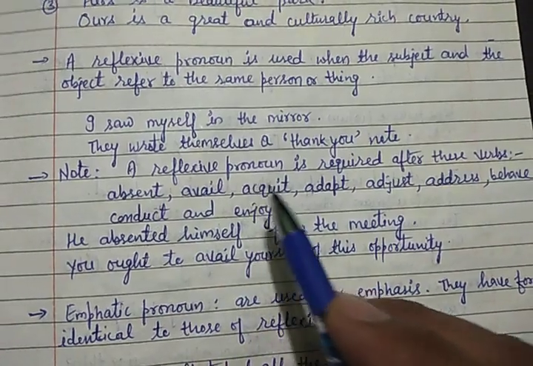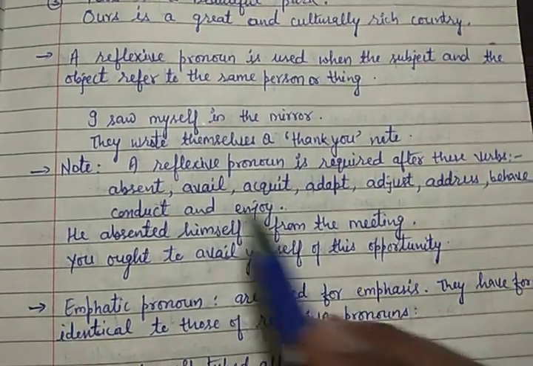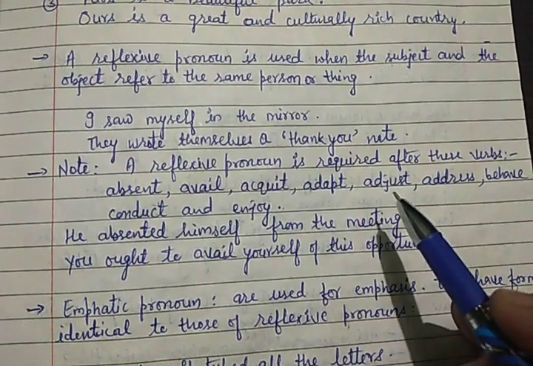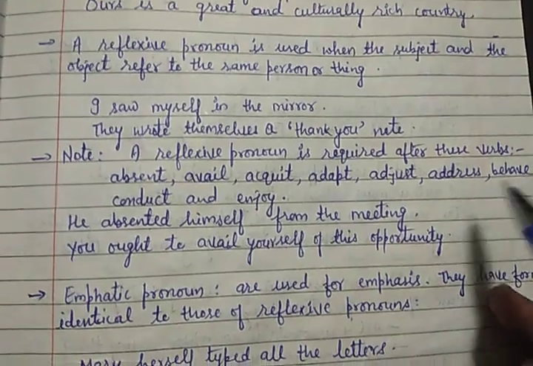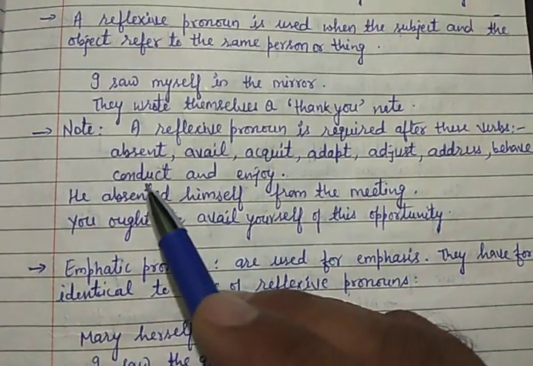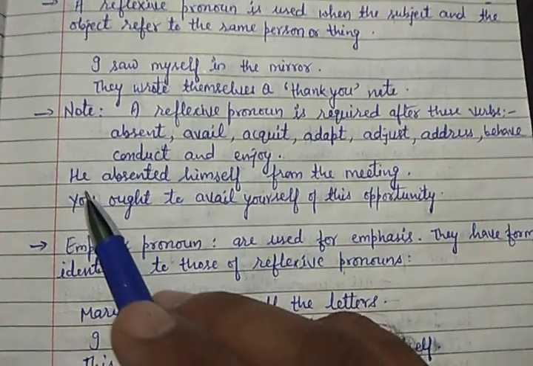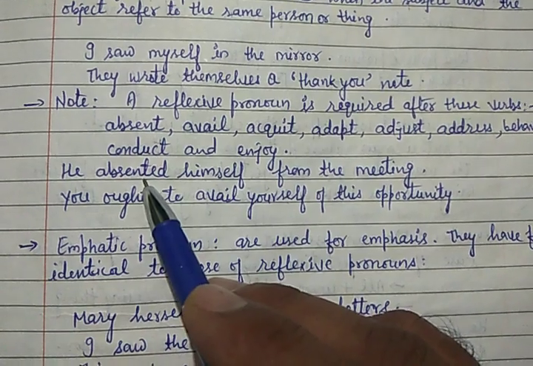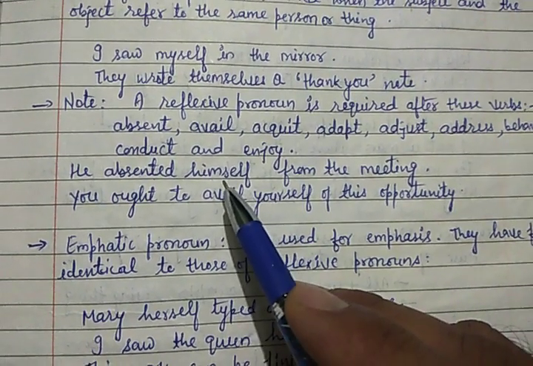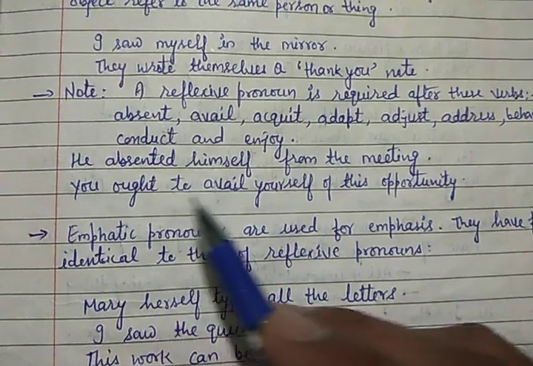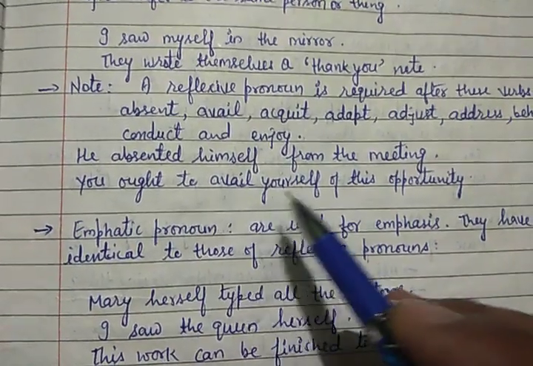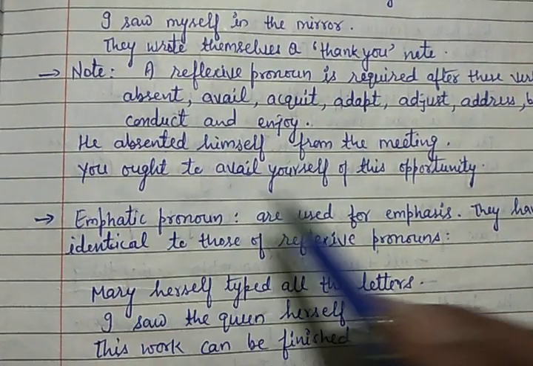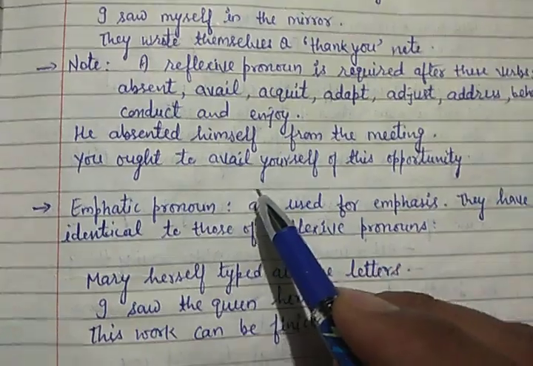A reflexive pronoun is required after these verbs: absent, avail, acquit, adapt, adjust, address, behave, conduct and enjoy. He absented himself from the meeting. The verb absent has been used, so we have used a reflexive pronoun, that is himself, in this sentence. You ought to avail yourself of this opportunity. With you, yourself is there, and the verb avail has been used in the sentence.